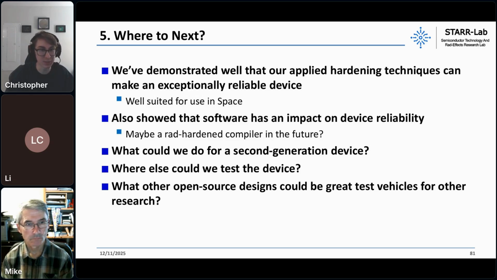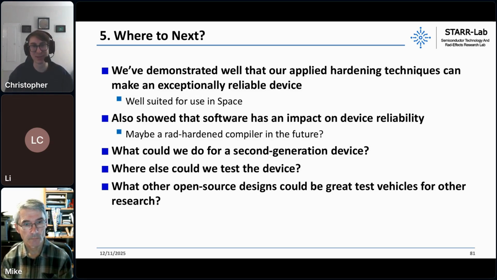One of the interesting things from our research and our projects is that the software running on the device has a big impact on its reliability in the beamline. One thing we were joking about is that you should make a rad-hardened compiler, something that has perspective as to how the software is operating on the device. Instead of having to design with the rad effects in mind, perhaps a compiler can handle all this scrubbing and other software techniques to make the device as reliable as possible. Good project maybe for a future student.